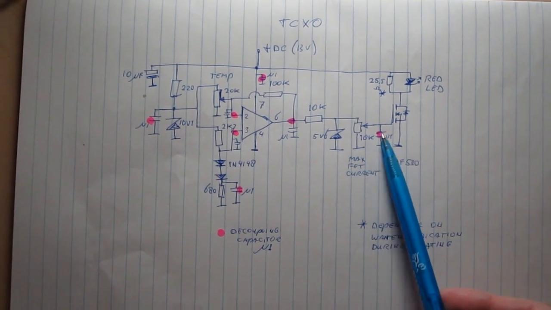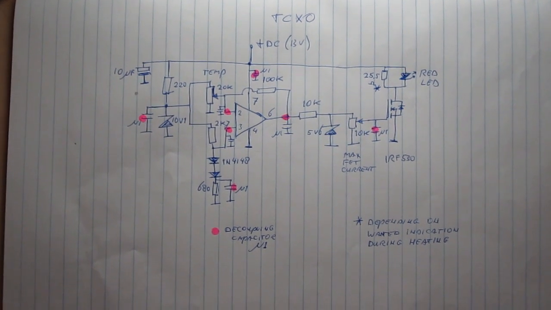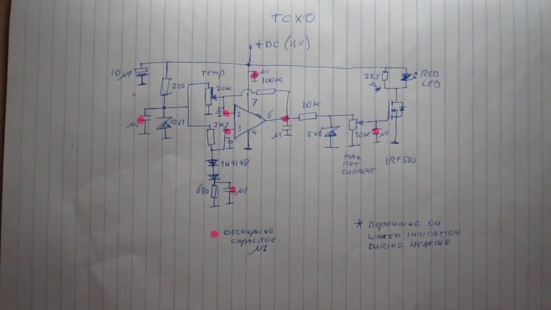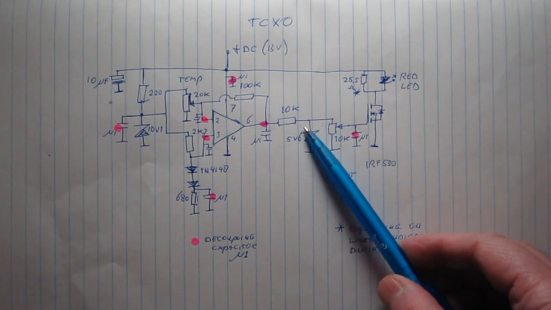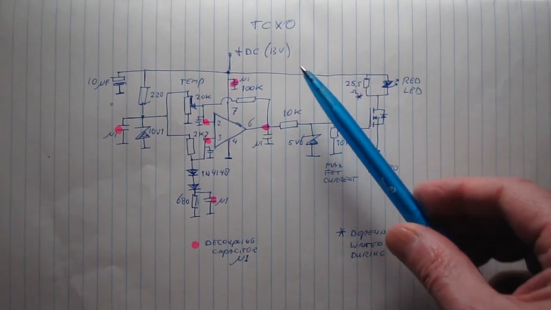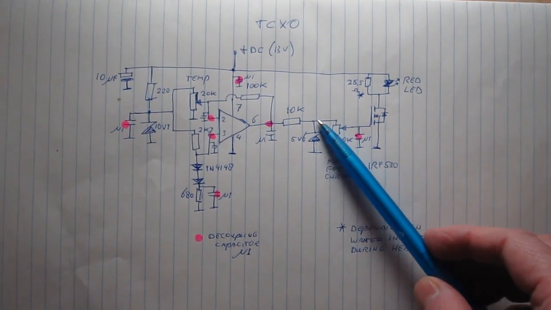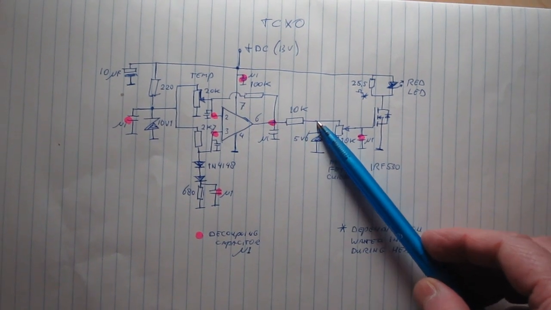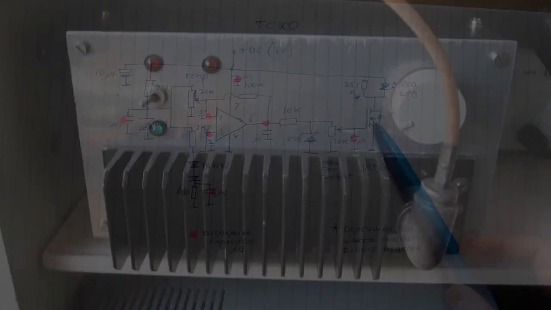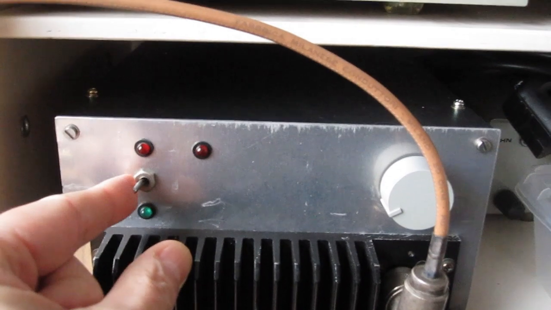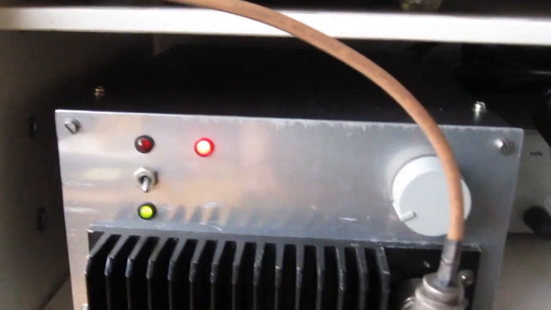And I added several capacitors to decouple the RF signal, because as soon as the transmitter started, the red LED started to light. I also added a Zener diode here, because I found out that when I have a higher or lower DC voltage, this voltage is of course also higher or lower. So I wanted to limit the maximum current of this FET. And the result: I switch the transverter on, and you see immediately the LED light up. So the heater is on.